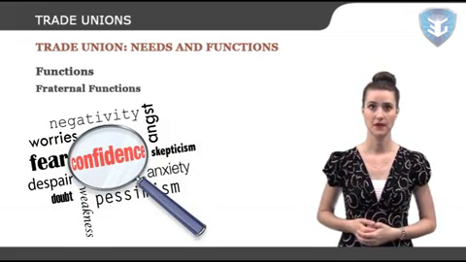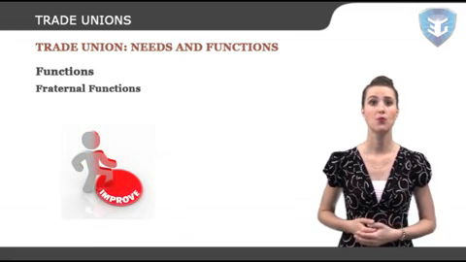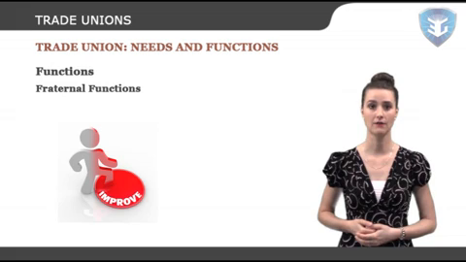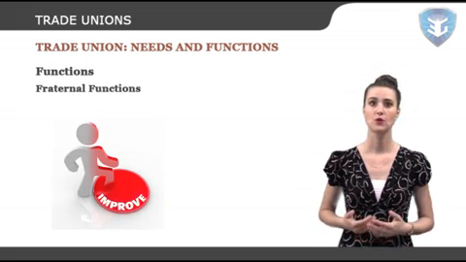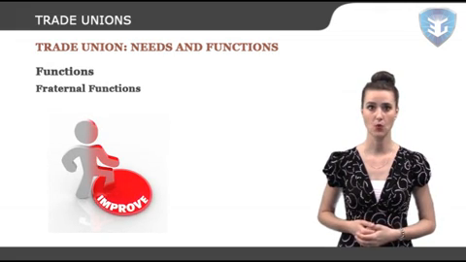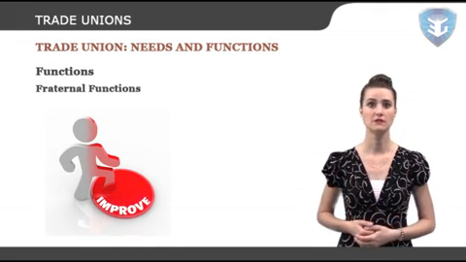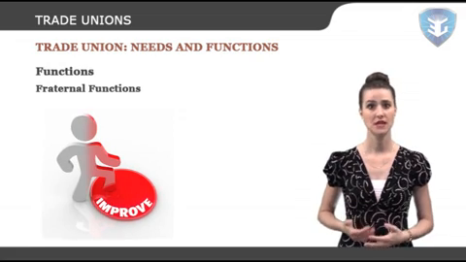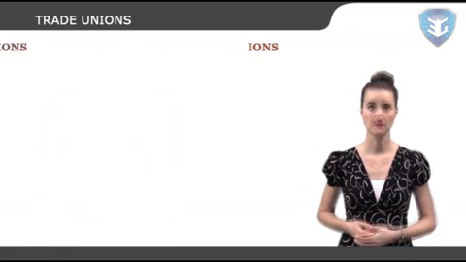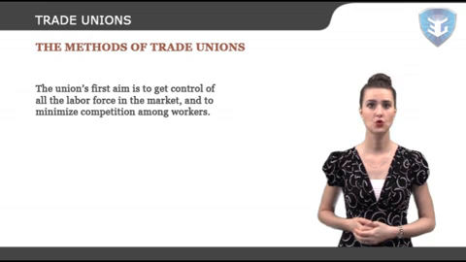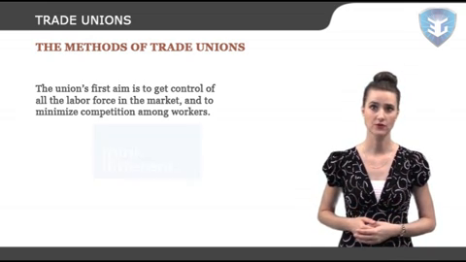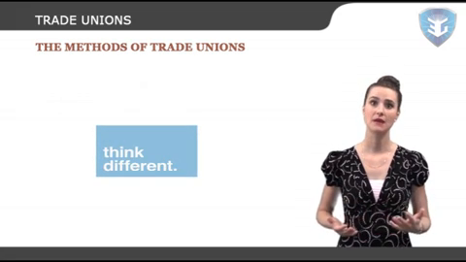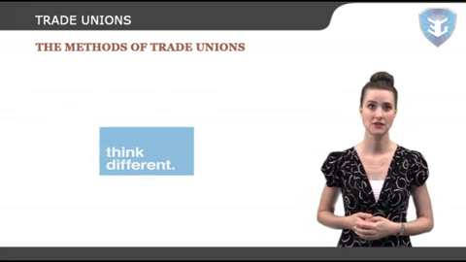Fraternal functions. The fraternal functions of trade unions can be summed up as to take up welfare measures for improving the morale of workers, to generate self-confidence among workers, to encourage sincerity and discipline among workers, to provide opportunities for promotion and growth, and to protect women workers against discrimination. The union's first aim is to get control of all the labor force in the market and to minimize competition among workers. Every labor federation aims to extend its control to every branch of its trade.